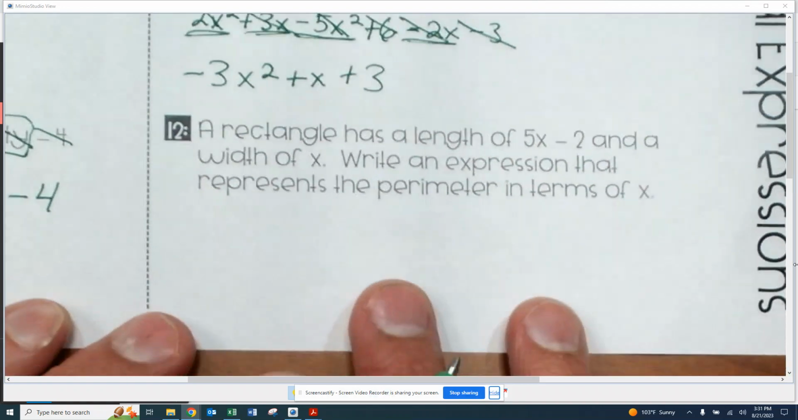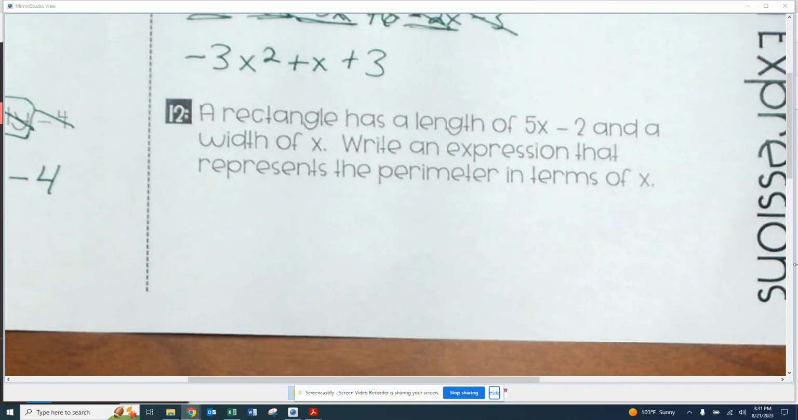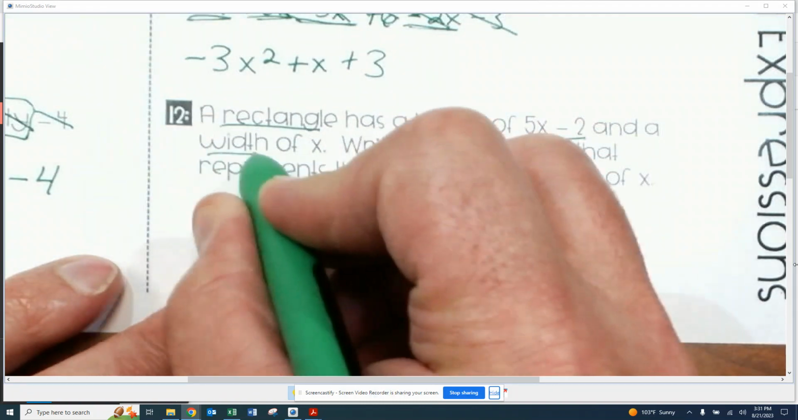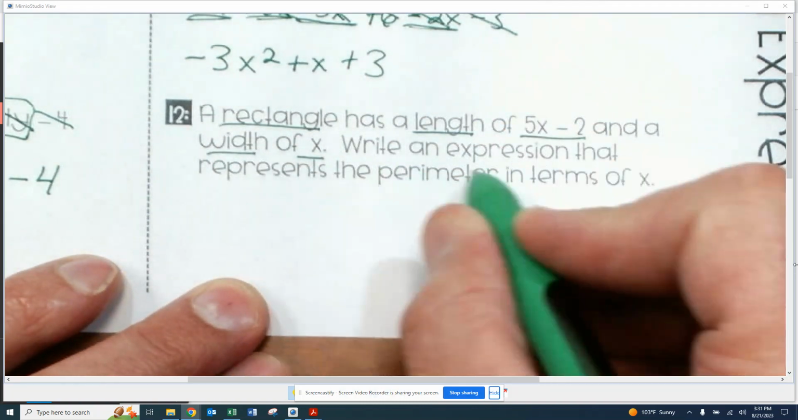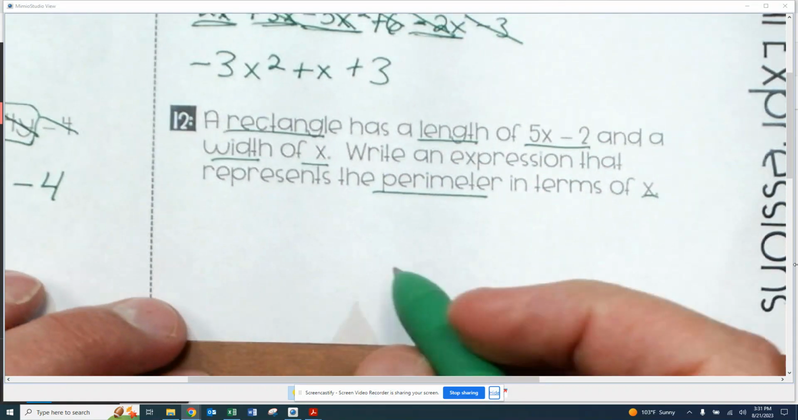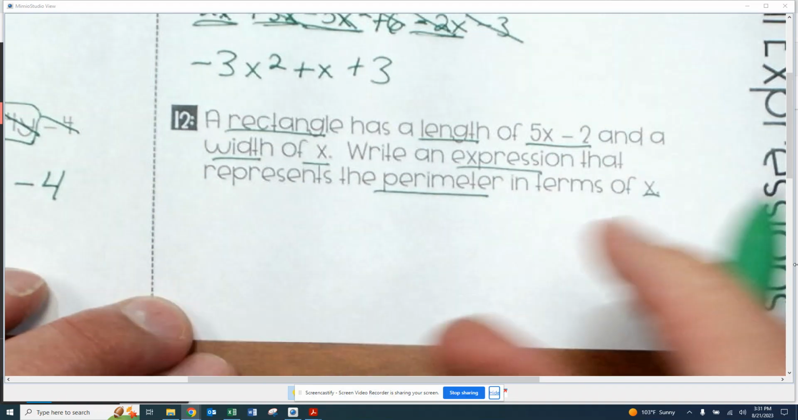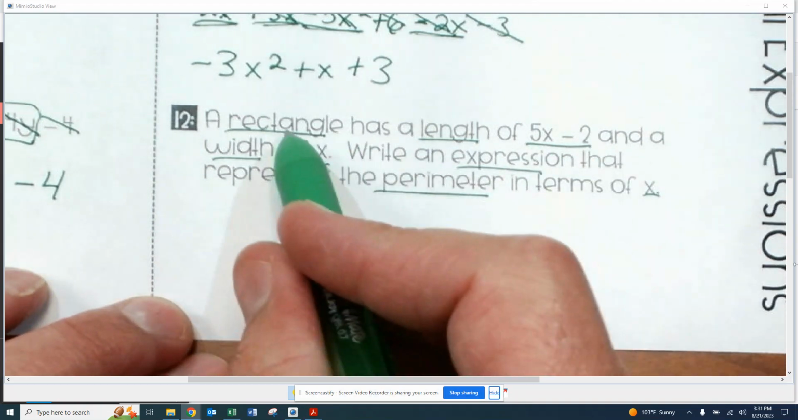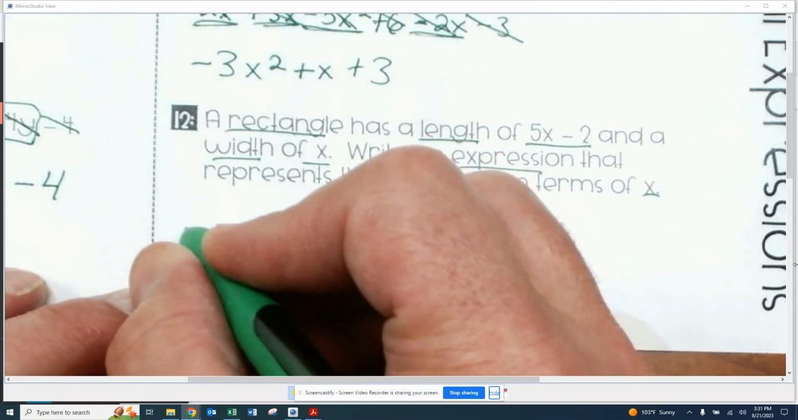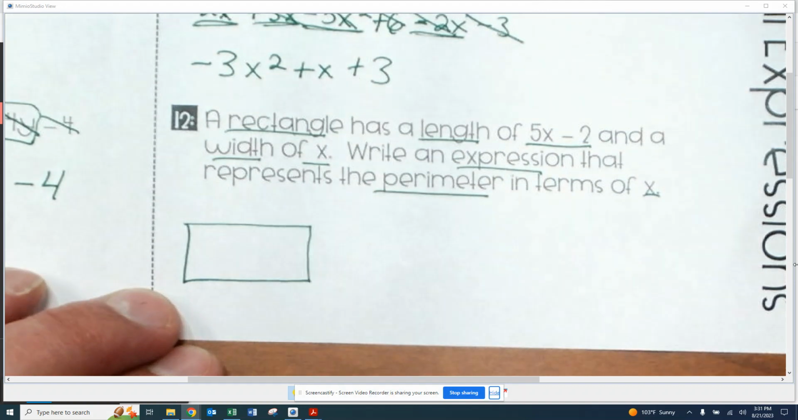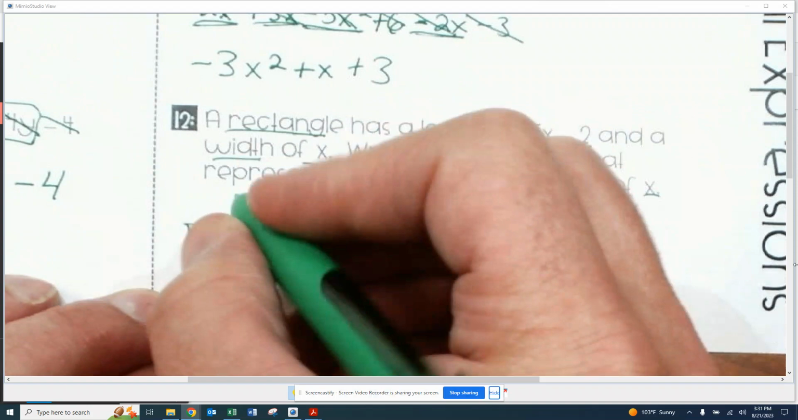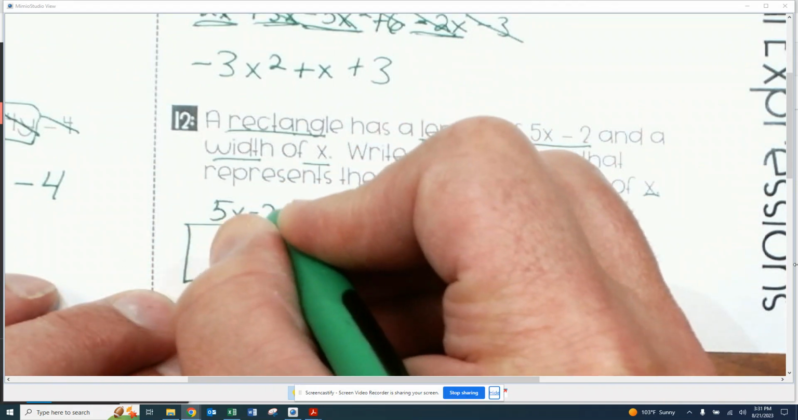Problem number 12 is looking at this as a word problem. It says a rectangle has a length of 5x minus 2 and a width of x. Write an expression that represents the perimeter in terms of x. Well, if it's an expression, that means there's no equal sign. I already know that. I'm starting with the idea that it's a rectangle and I have to find the perimeter. So the first thing I'm going to do is draw a rectangle. I'm told that this rectangle has a length of 5x minus 2. So this is going to be my 5x minus 2.